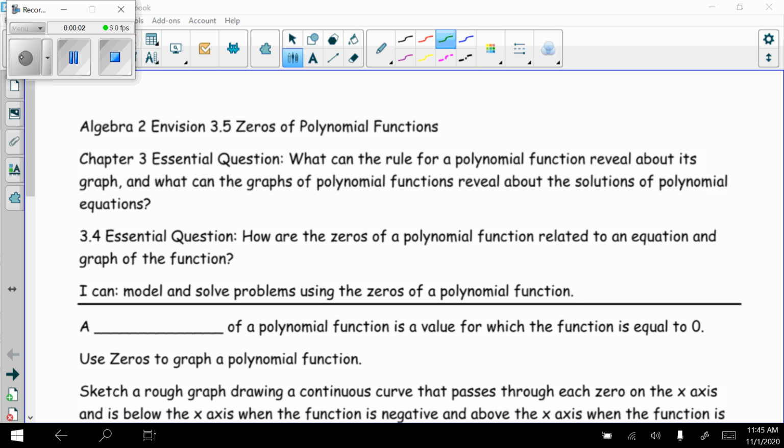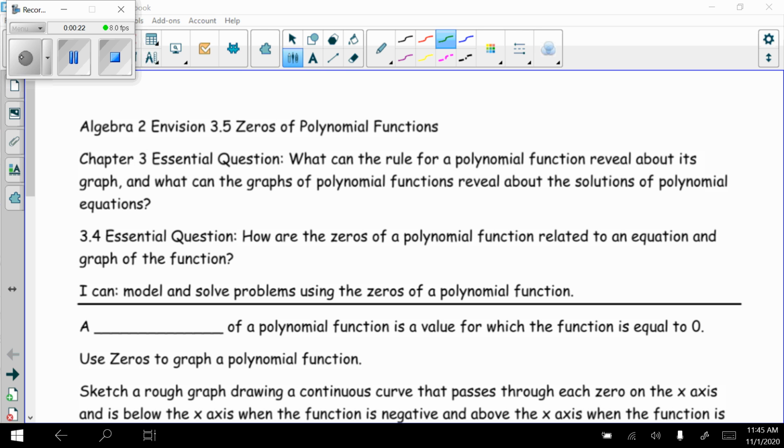Right, today in Algebra 2, we're going to look at the first part of section 3.5, the zeros of polynomial functions. Our essential question: how are the zeros of a polynomial function related to an equation and graph of the function? And after this, you should be able to model and solve problems using the zeros of a polynomial function.